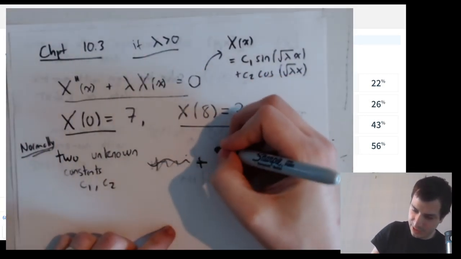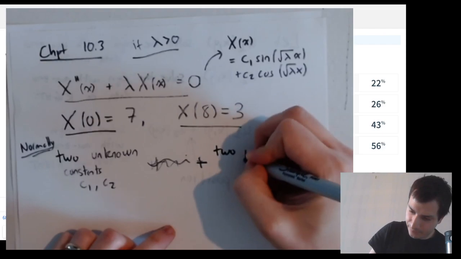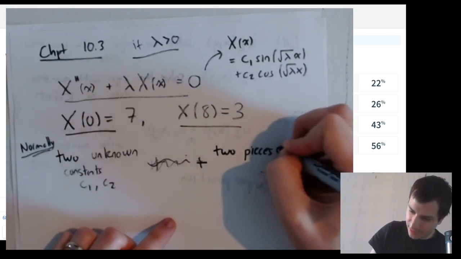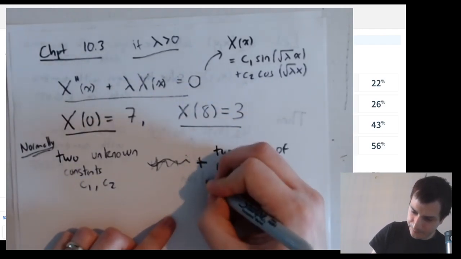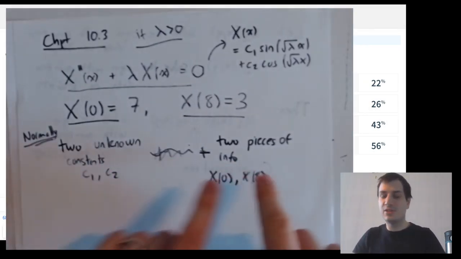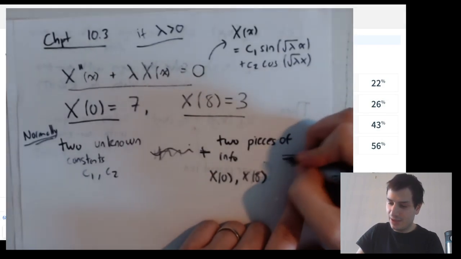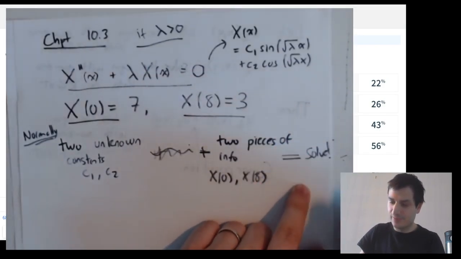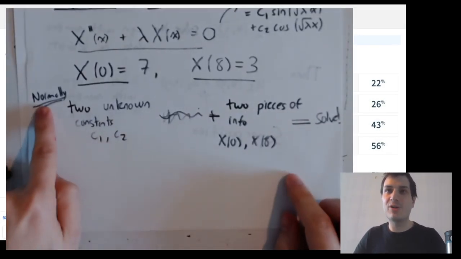So normally two unknown constants, C1 and C2, plus two pieces of info, x of 0 and x of 8. If you have two unknown constants and two pieces of information, normally you solve it. But that's what normally happens.